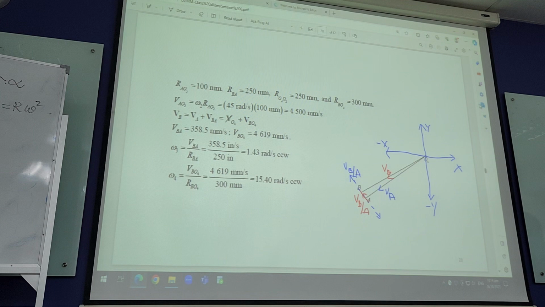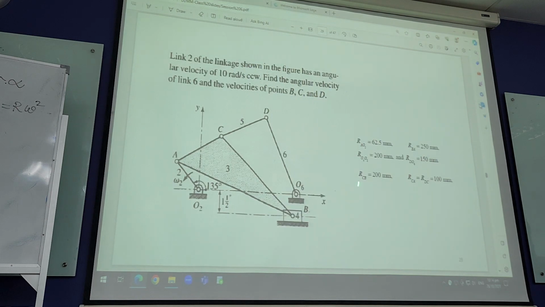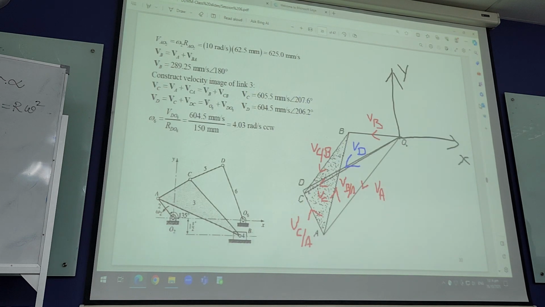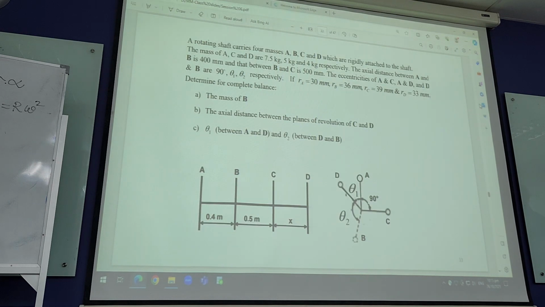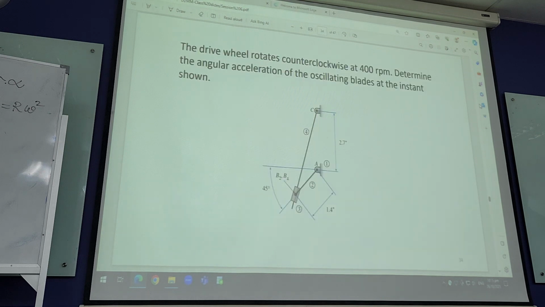Alright, on this slide there is a 6-bar linkage mechanism example. There's not enough time for me to go through this, so there are some more examples here. These are about velocity imaging. We touched upon velocity image in the previous class, and how to use velocity images is explained here. It's basically an example of velocity imaging. Then you have an example about dynamic balancing, so you can go through it.